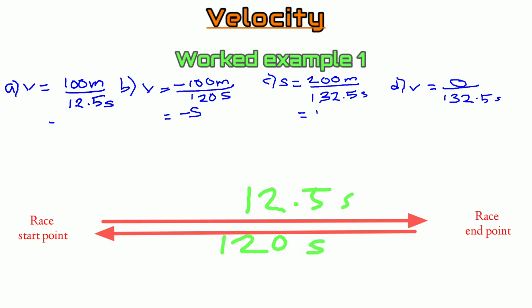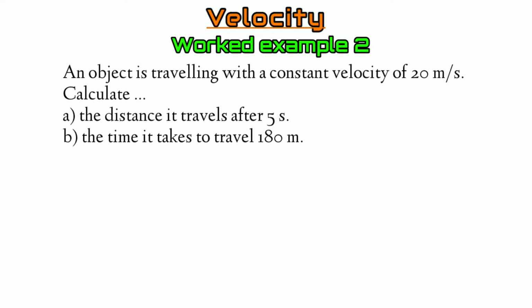Worked example 2. An object is traveling with a constant velocity of 20 meters per second. Calculate A, the distance it travels after 5 seconds. B, the time it takes to travel 180 meters.